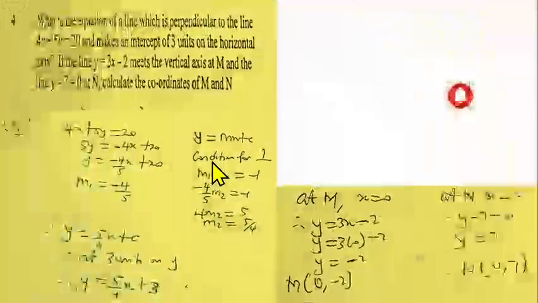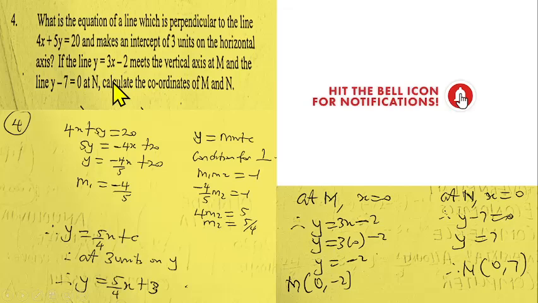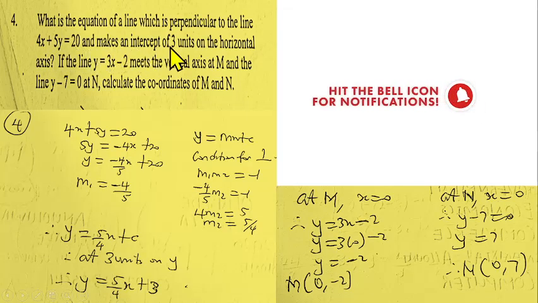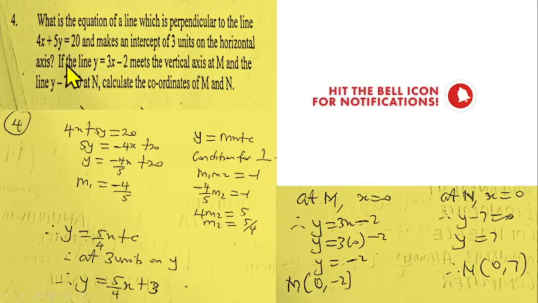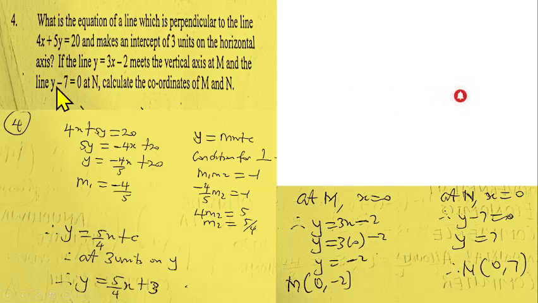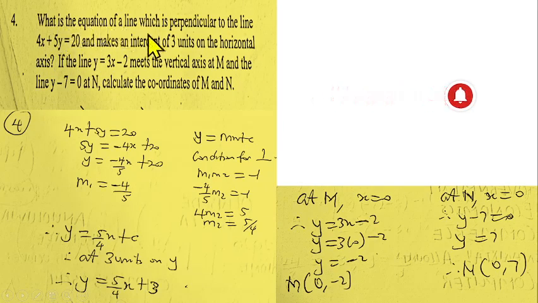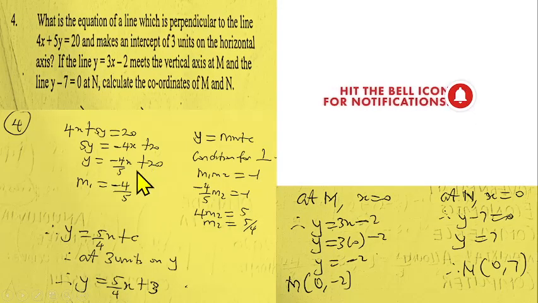And question number 4 now is what you are seeing right now on the screen, and it's on coordinate geometry. What is the equation of the line which is perpendicular to the line 4x plus 5y equals 20 and makes an intercept of 3 units on the horizontal axis? Now, there's another question under as well. So we have to find the equation of the straight line that is perpendicular to this straight line 4x plus 5y equals 20. How do we do that?